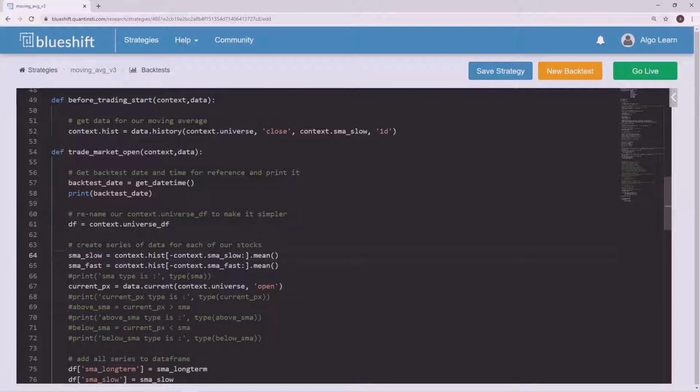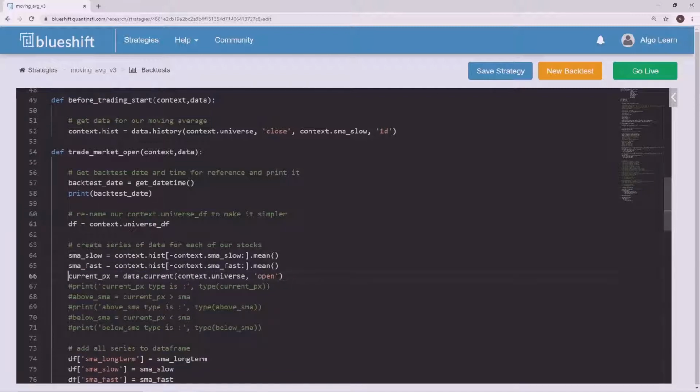And so we have the SMA slow, our 10-day, and we take the mean of that. So we have all of our 10 days of closing prices, and we're going to take the mean. And then we have our 5 days of closing prices, and we're going to take the mean of that. And so that will be representative of our line. And we're not going to need to know what type it is.